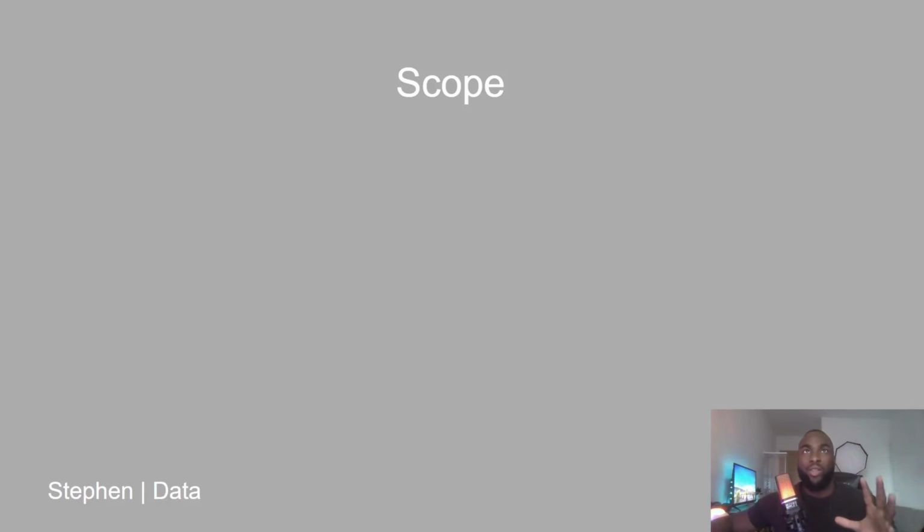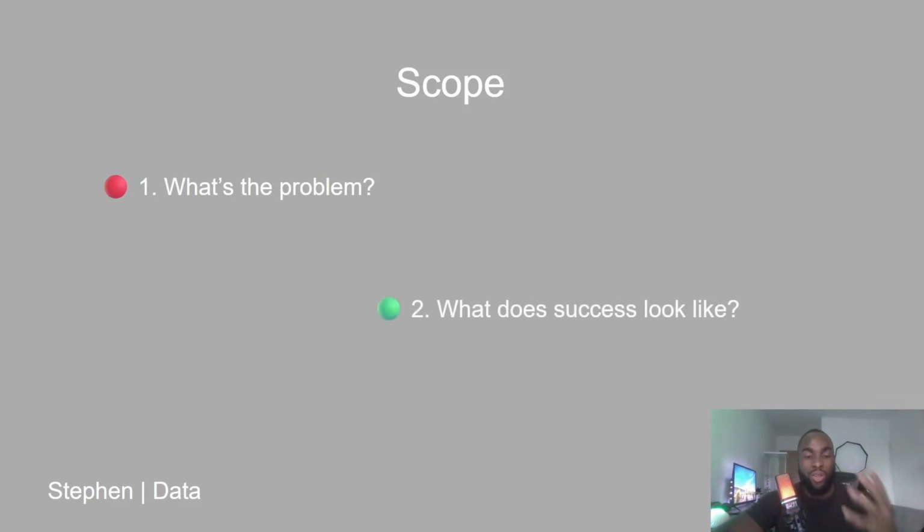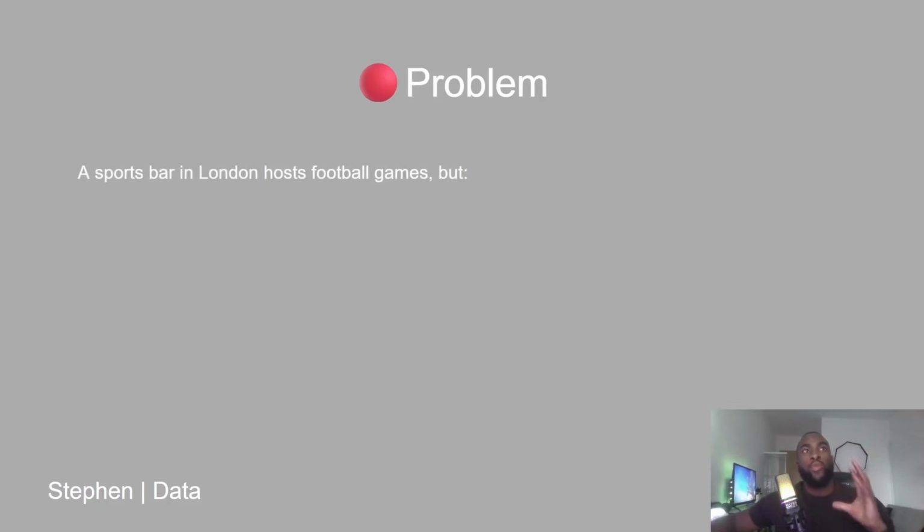Now, before we begin, we need to ask ourselves two questions. Number one, what's the problem? And number two, what does success look like? So, a sports bar in London is popular for hosting English football games, especially the Premier League. The main screen shows the games, and the rooms are packed with football fans. But once the game is over, everybody wants to check where their teams rank.